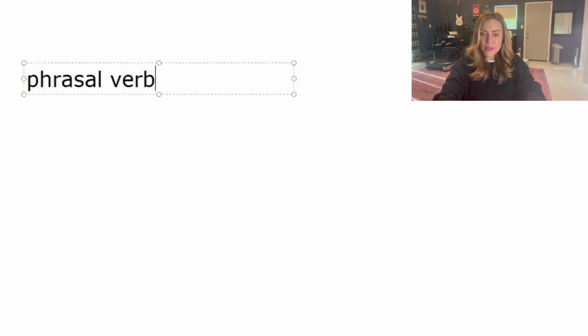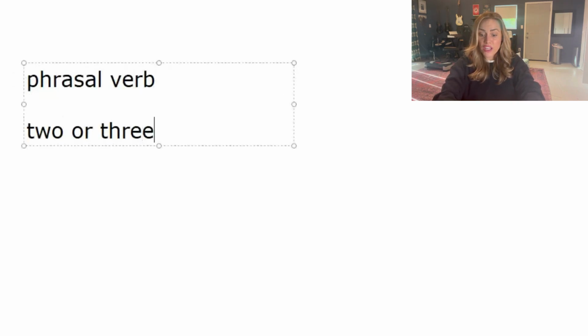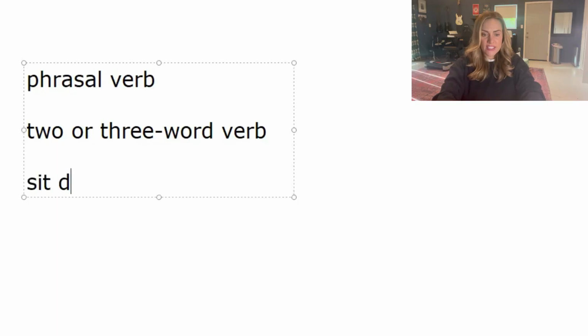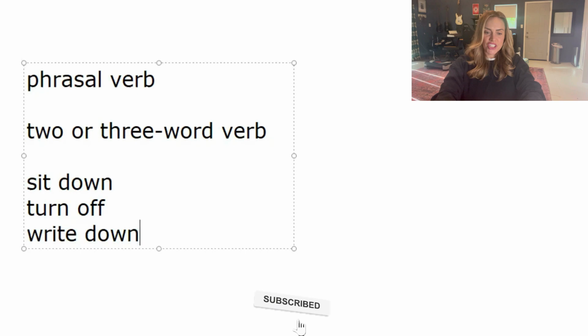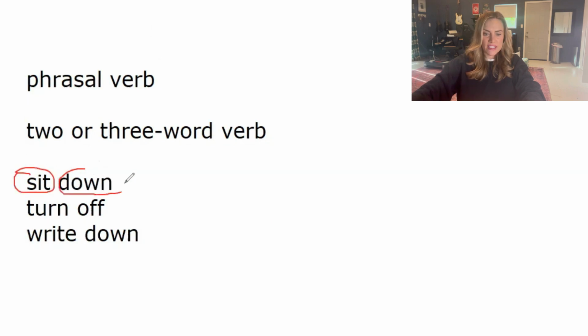It's a little bit shorter, but as a review, a phrasal verb is a 2 or 3 word verb. And in this case, I'm talking about verbs that show actions. So sit down, turn off, write down. These types of verbs, actions that have 2 words usually. And the first part of it is the verb. And then the second part is this thing called a particle, but it looks like a preposition. It just doesn't act like a preposition.